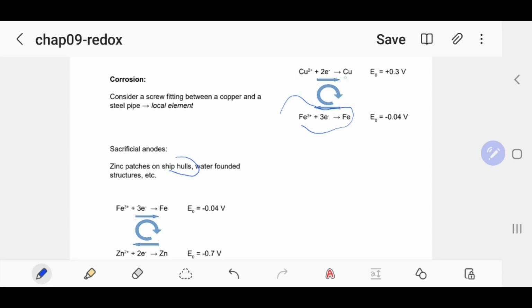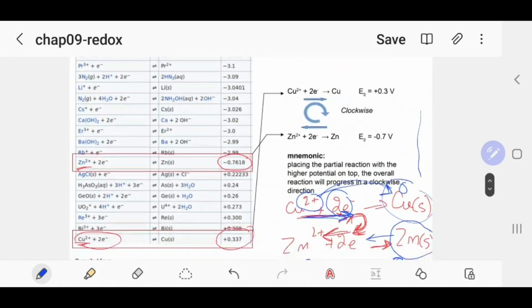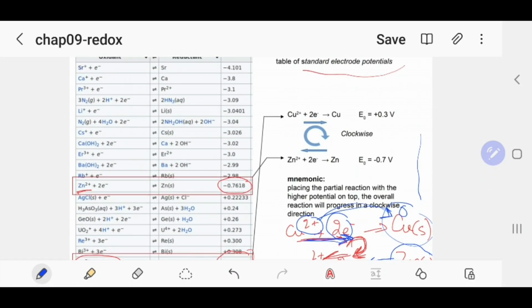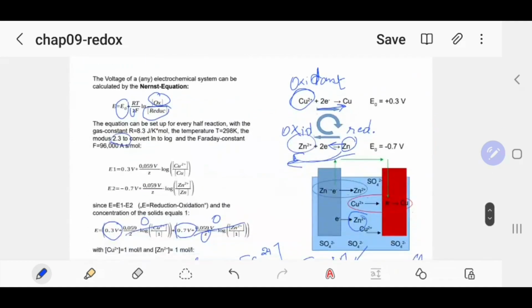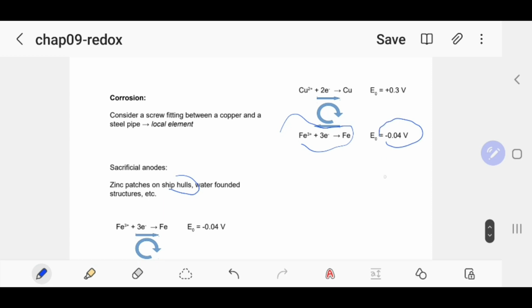First, to determine the flow, we check the table again, this one, and we see iron is not mentioned in this table, but it's given here in this example. So it's minus 0.04 as the standard potential of iron, and it's plus 0.3 in the table for the copper ion. So obviously the copper will go on top and the flow will be like this. So this is the starting reaction.